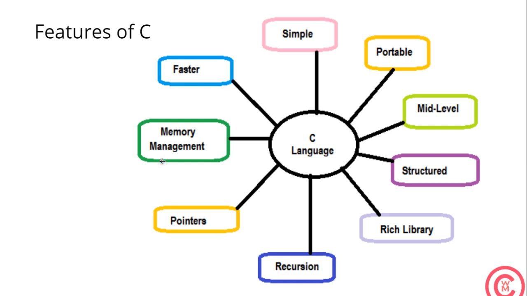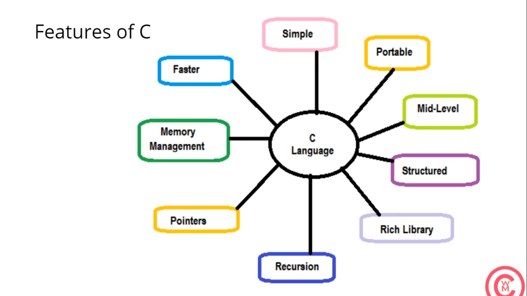Memory management. So you don't need to manage memory separately in C. It will take care of memory management itself, and it is very fast. You can easily run the code and it will execute the task very fast. So these are the features of C.